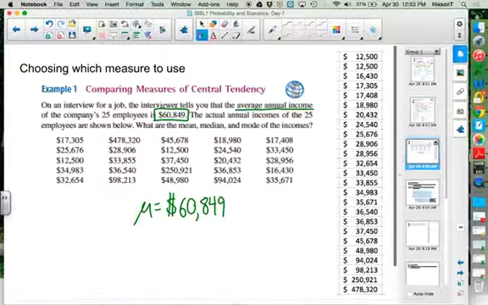33,450. Oh. Okay. It's the 13th score, right? 25 divided by 2 is 12 and a half. You round up, you've got the 13th score. All right, 1, 2, 3, 4, 5, 6, 7, 8, 9, 10, 11, 12, 13. Okay, so that's the median. I didn't even see that on the side.